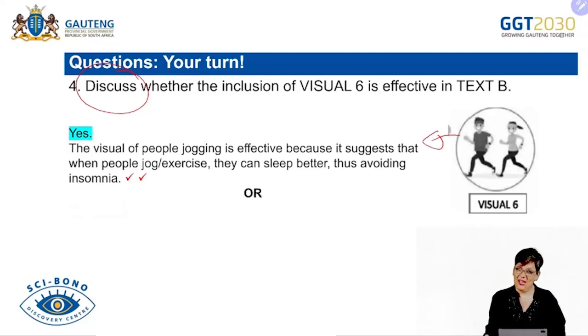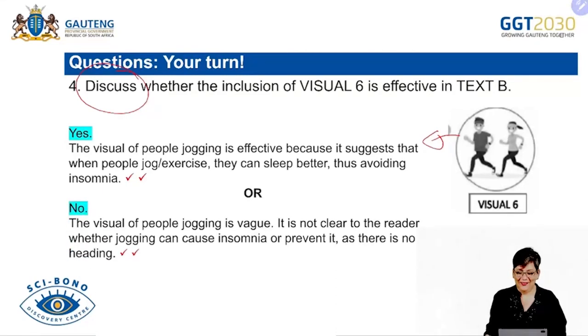And if we say no, well, how are we going to answer that one? We see there are two people jogging, but it doesn't tell us whether you should be jogging or you shouldn't be jogging. Because according to this little picture, it doesn't tell me maybe if you jog, it causes more sleeplessness. There's no explanation here. So as a reader, I'm not quite sure. Should I jog or shouldn't I jog?